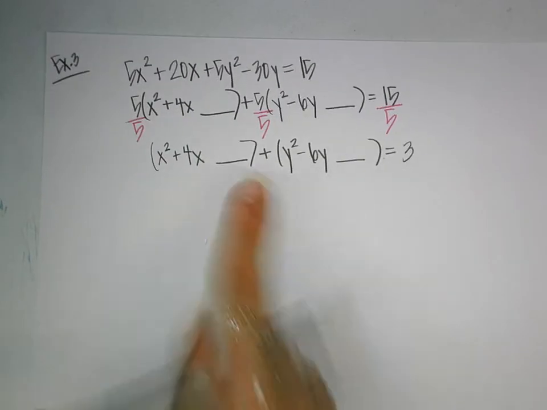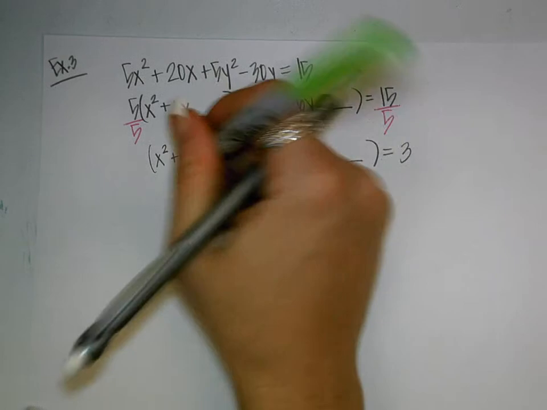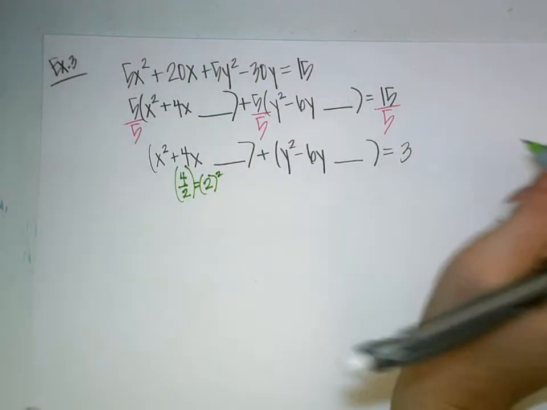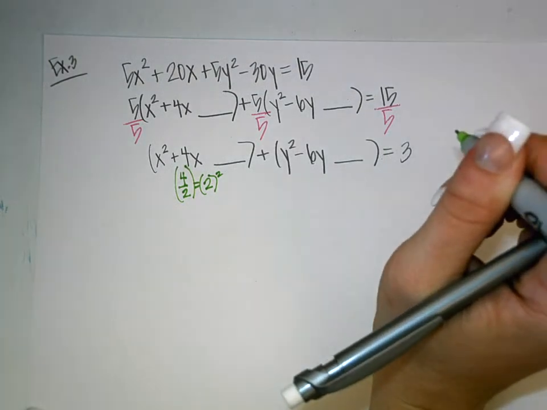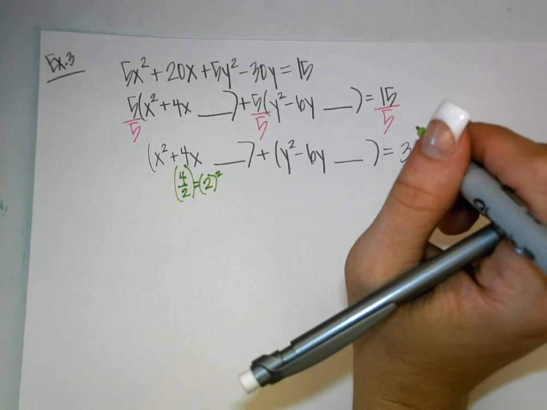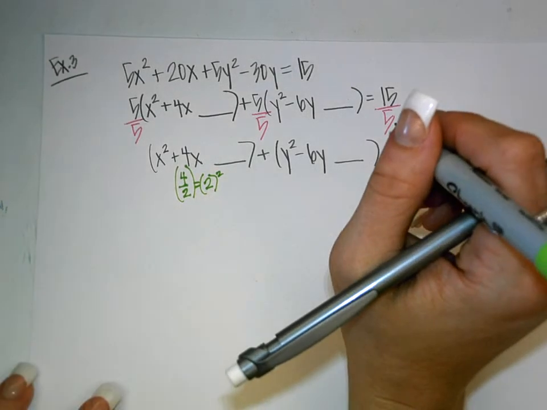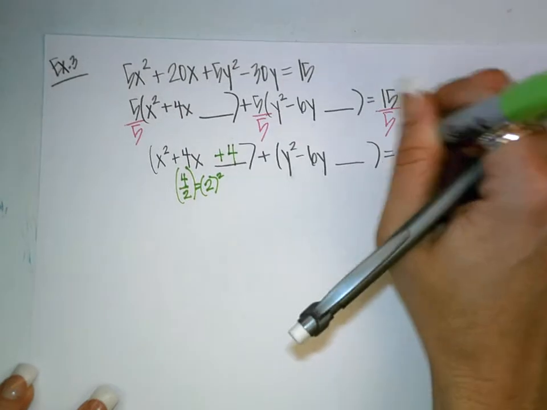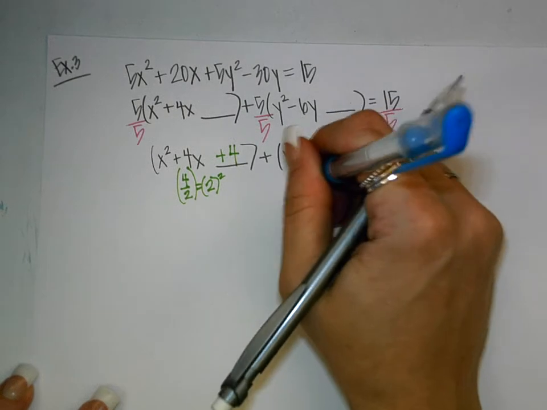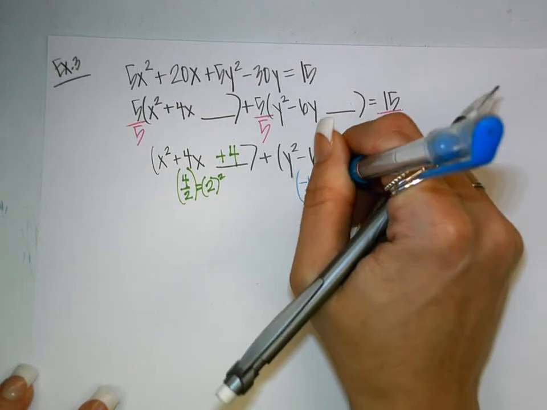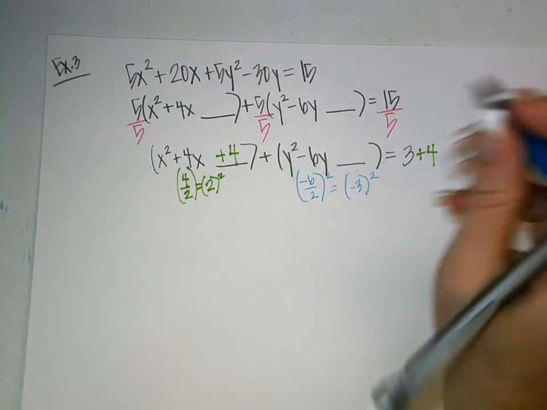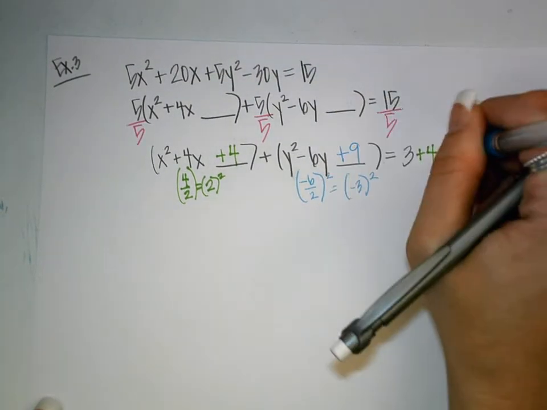Then I want to complete the square. So if you complete the square for the x, middle number divided by 2 and square it. So what should I add in with the x parentheses? It's going to go inside here with the x. Plus 4. You add it to one side, add it to the other side as well. Then do the same thing, complete the square for y. So negative 6 divided by 2 and square it. What should I add in the parentheses with the y? Plus 9. Again, both sides.